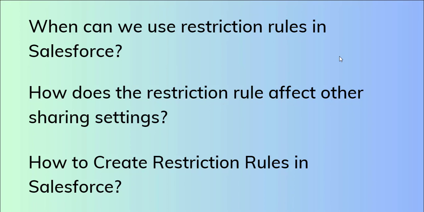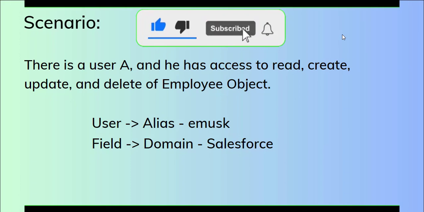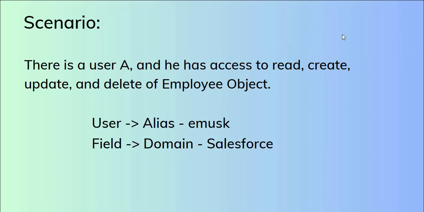Let's understand when we can use a restriction rule in Salesforce. Let's understand this by a scenario. So let's take a scenario. There is a user A and he has access to read, create, update and delete of the employee object. That means he has access to the employee object where he can create, read, update and delete records. Now here is a requirement for that particular user. We only want to show those records whose domain is Salesforce.